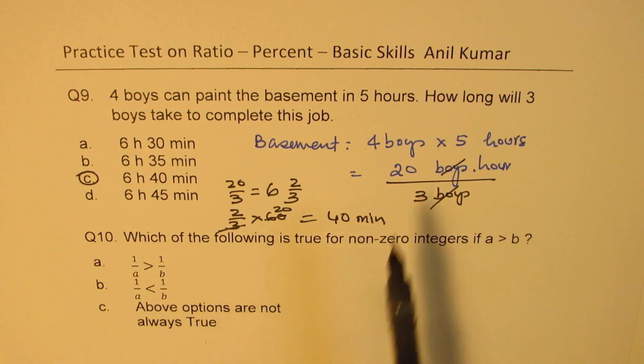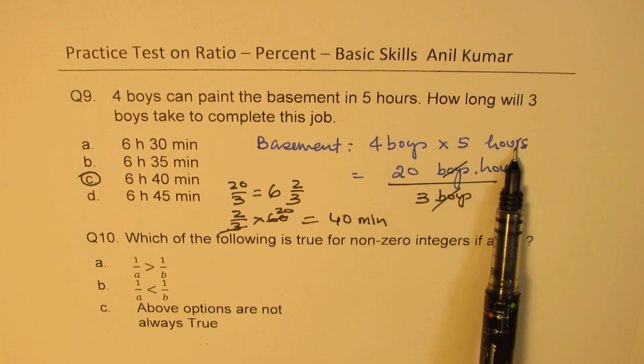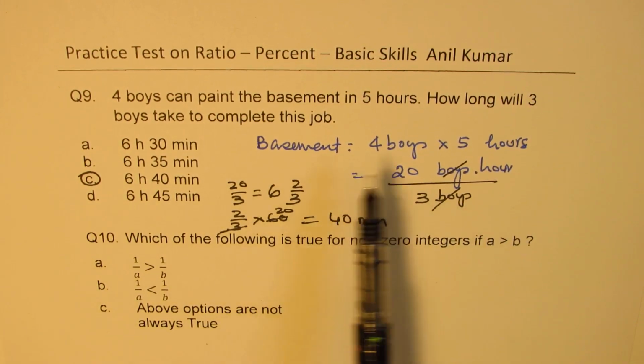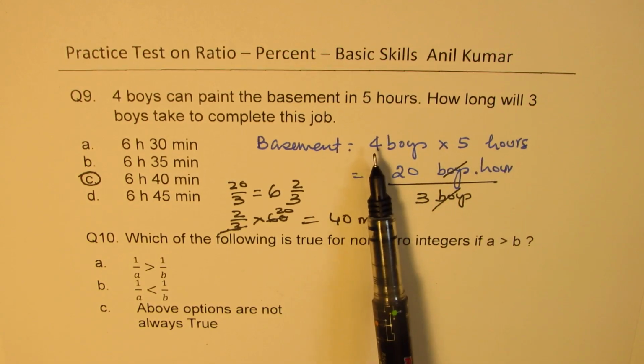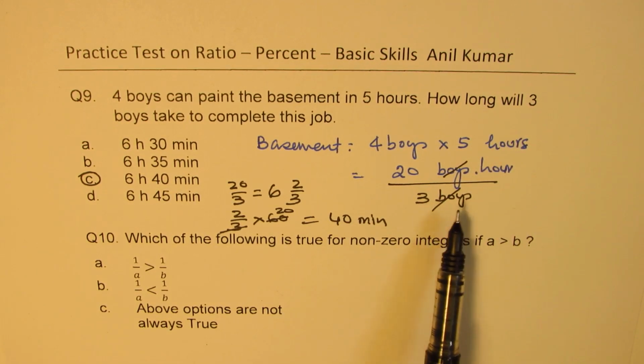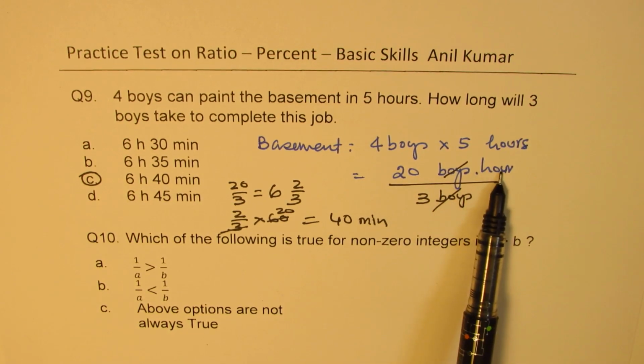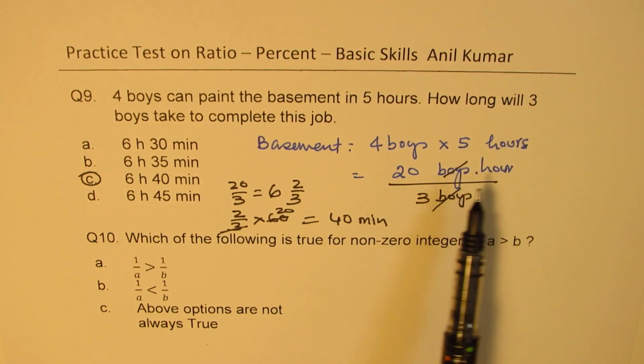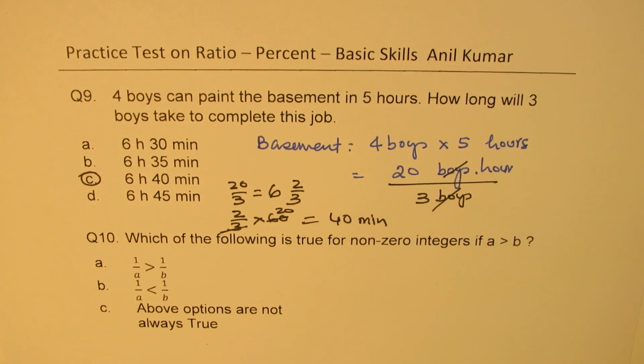Now this is a very good trick. We are actually writing units and working out with units. Boys and hours, right? 4 boys and 5 hours. Now we're left with boy-hours. Just divide, boys and boys cancel. You get hours on the top. That's what you need. How many hours will 3 boys take?